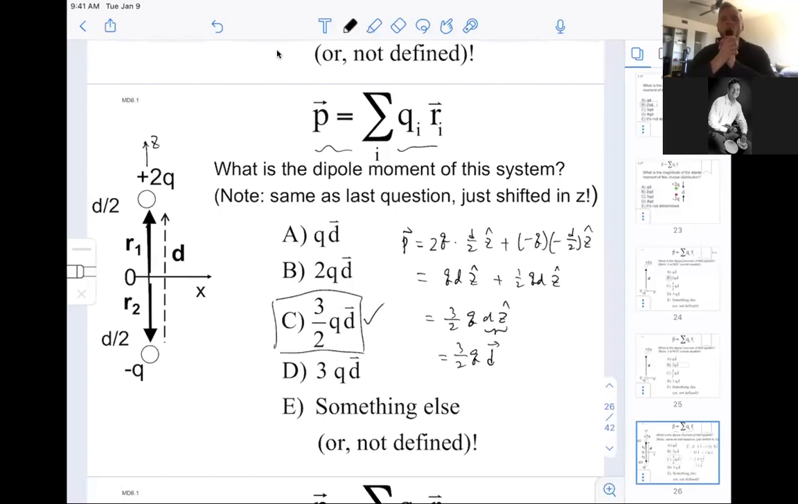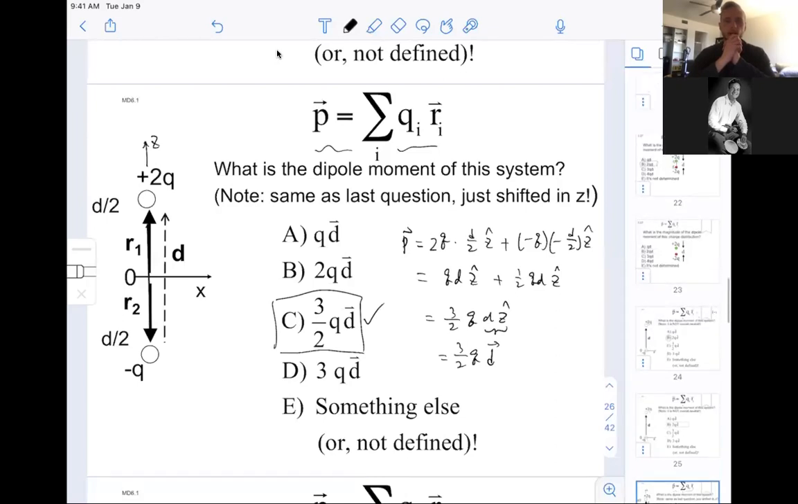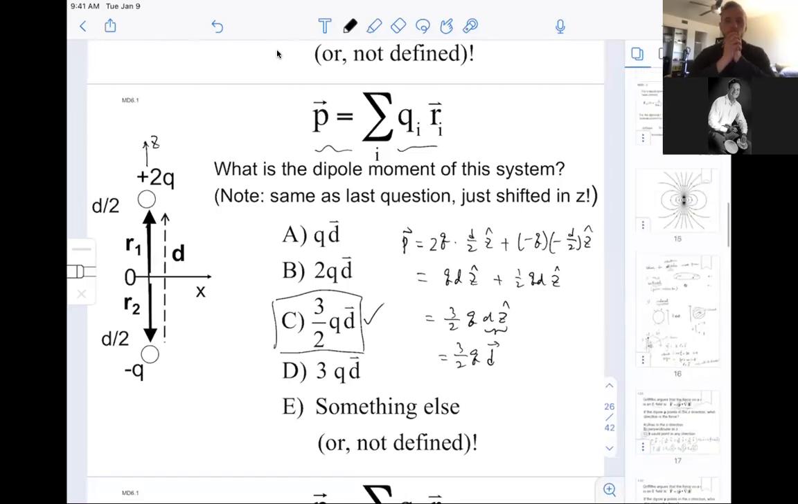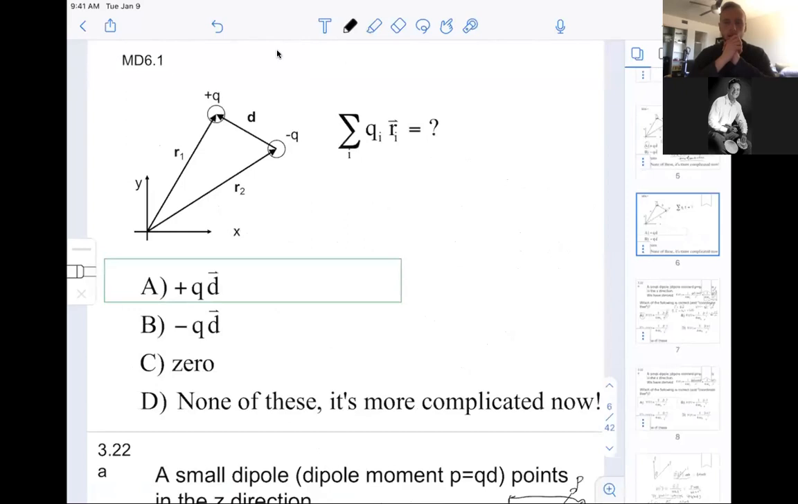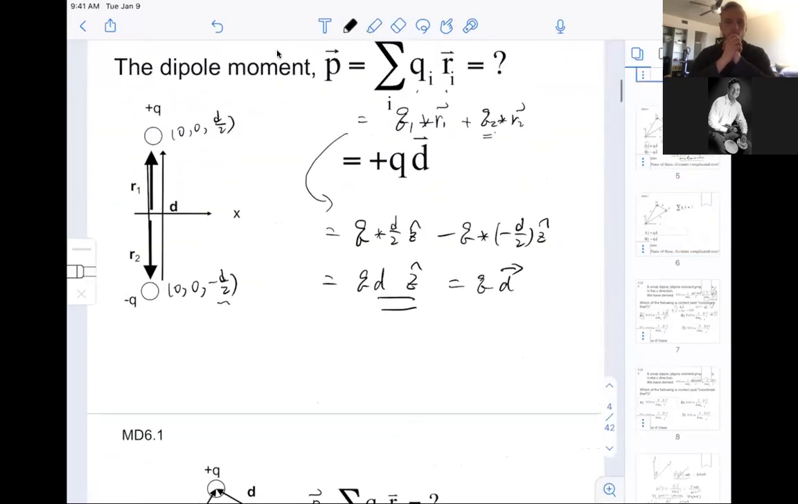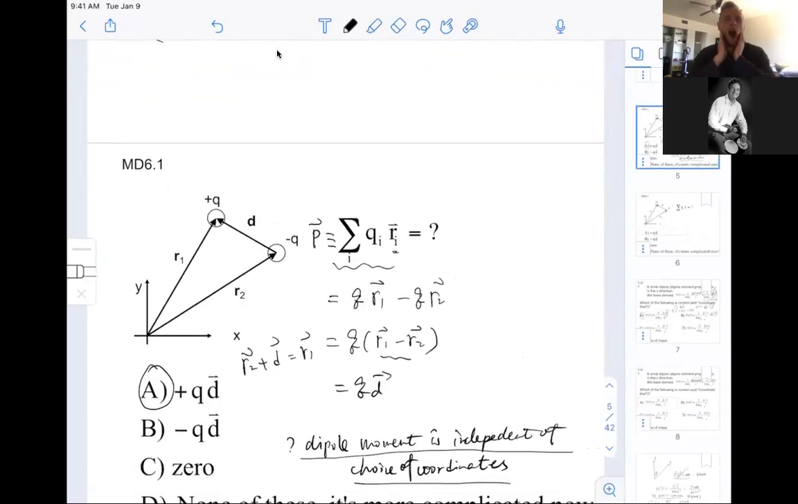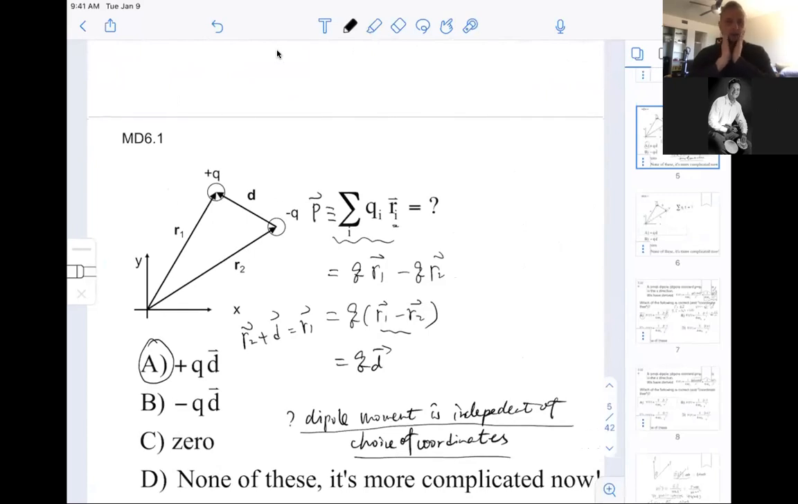Very good job. At this point, you might say, aha, I found a counterexample where the dipole moment does depend on your coordinates. But previously, remember, we had, let me see if I can bring that up. The question we did is this. We looked at positive q, negative q giving qd, and we moved them to a random origin and it's still qd. So now we have a situation that's no longer the same dipole moment.